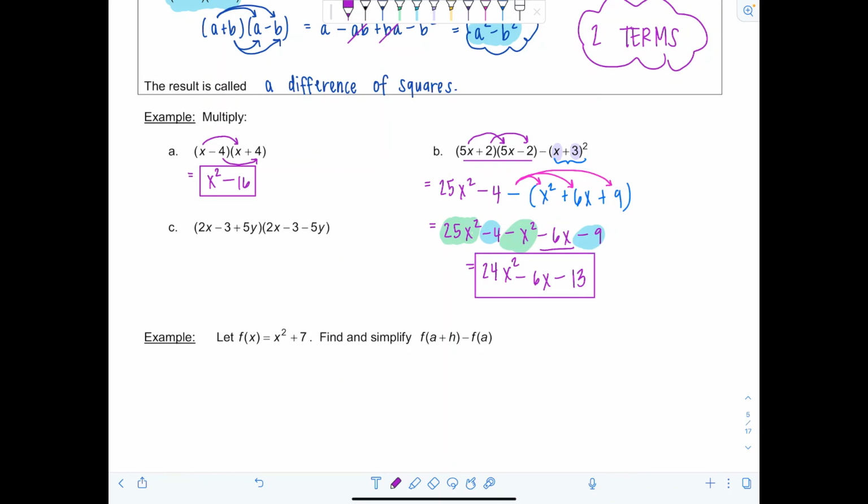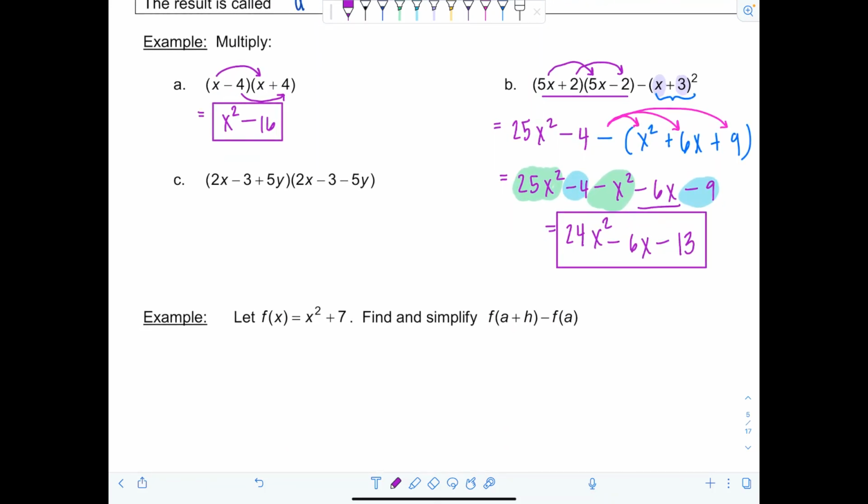Last one, 2x minus 3 plus 5y, and then 2x minus 3 minus 5y. Now, before you get ready to start triple foiling this bad boy, look, 2x minus 3 is repeated, yes, in both of the terms. What if instead you had been given the following problem? What if instead it was a plus 5y times a minus 5y. What would you get? So it would be a difference of squares. It would be a squared minus 25y squared, right?